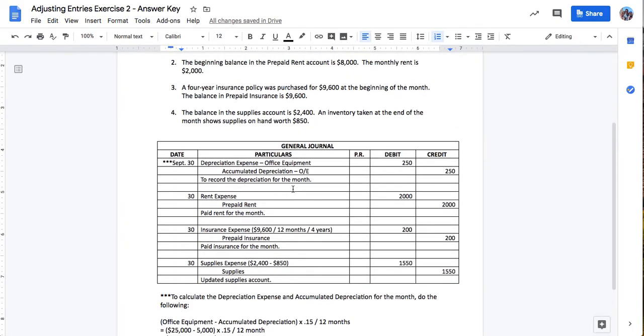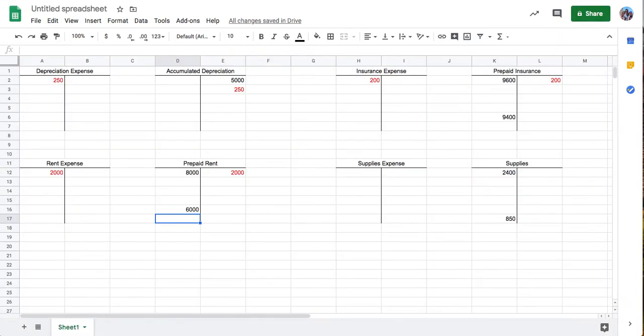So we had supplies at the beginning of the month, our account shows that we have $2,400 in our supplies. However, at the end of the month, we do an inventory. We realize that our value is only $850. So we need to do an adjustment, and the adjustment isn't $2,400 or $850. Let's walk through this one. So we add $2,400 at the beginning of the month. We now show that we have $850 in our account.